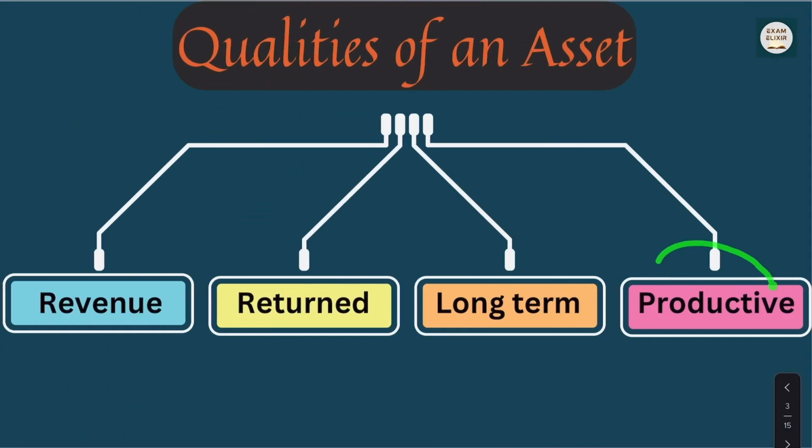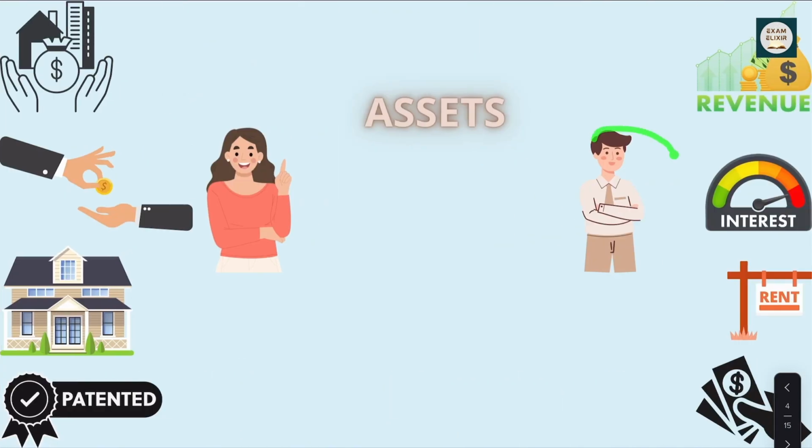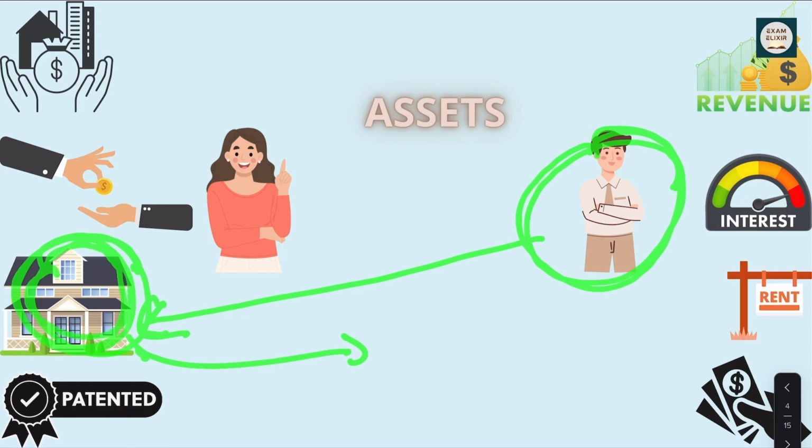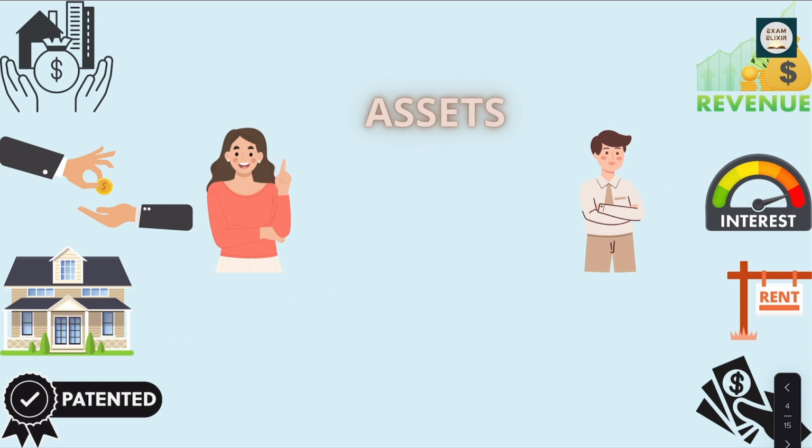And fourth quality is productive. Now, if this gentleman who is taking this house on rent may be using this to provide some service, let's say this gentleman is a doctor and he is using this house to provide his clinical expertise, right? Or let's say he is using this house for producing some goods and services. So, assets can be productive. And let's say there is a machine which is producing mobile phones. So, this machine is an asset. These are some of the important qualities of assets.